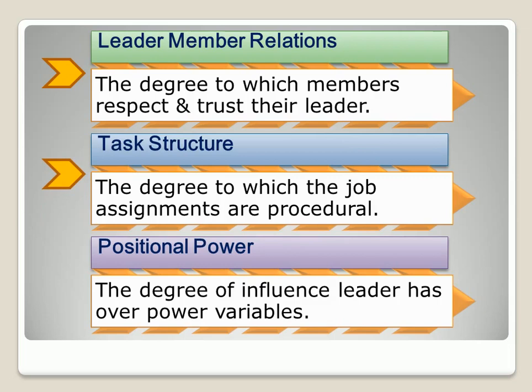Here the nature of the subordinate's task is described as structured or unstructured. That is associated with the amount of creative freedom allowed the subordinate to accomplish the task and how the task has been defined. Third is the positional power, and this is the degree of influence that the leader has over power variables. And this is the degree to which the position itself enables the leader to get the group members to comply with and to accept his direction and leadership as well.